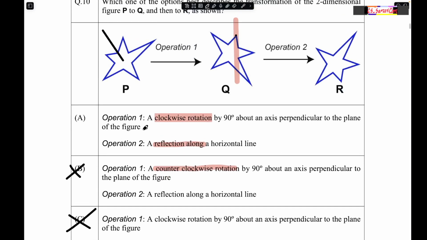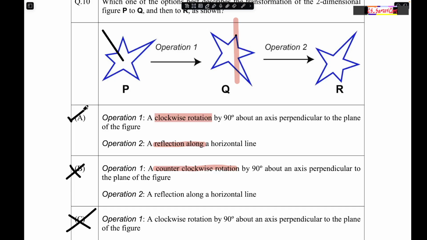But still, let's just imagine. Follow along to complete the question. This arm has gone over here, and that is only possible if this were rotated 90 degrees clockwise. And that is what the first operation is being told about in the first option, option A. So that is the answer.